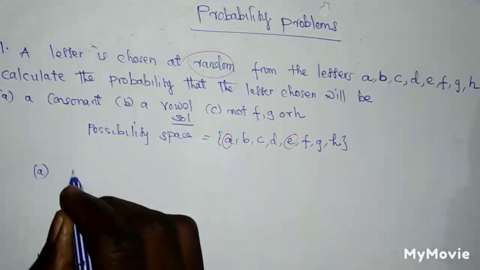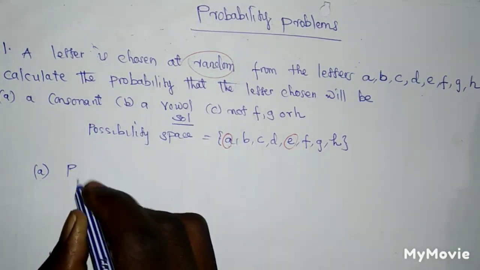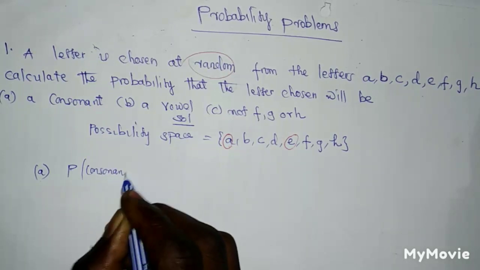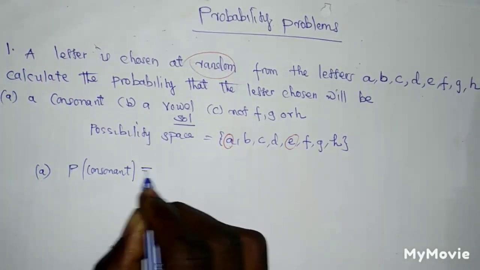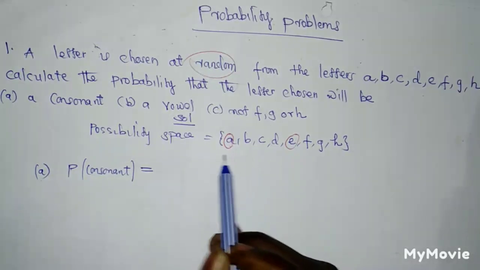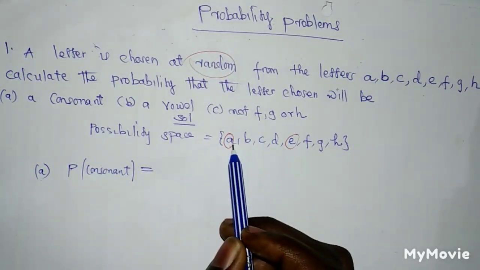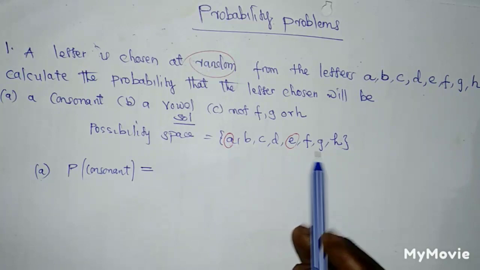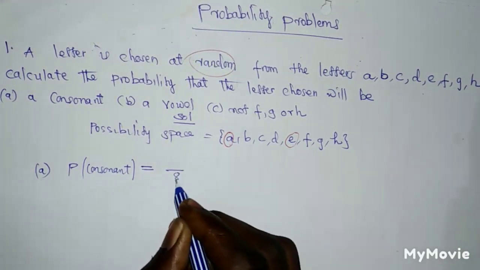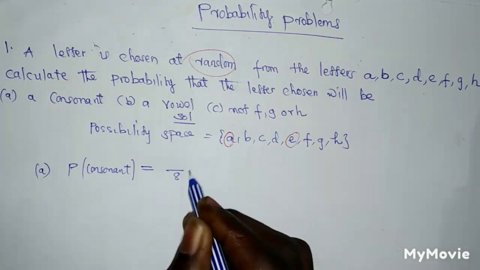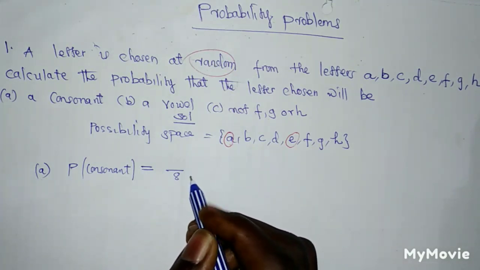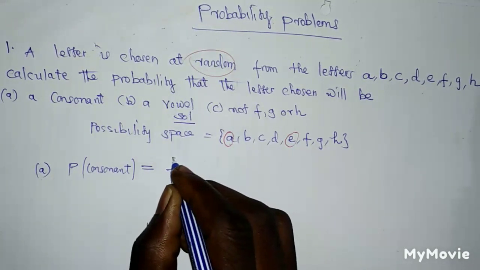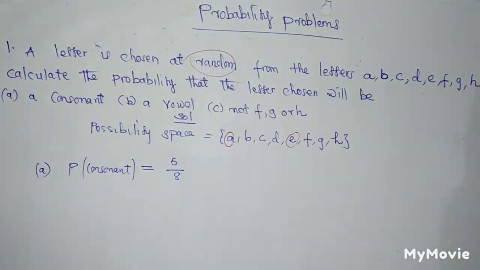So the probability that the letter chosen will be a consonant will be equal to how many letters we have to pick from, over the number of outcomes in our possibility space. 1, 2, 3, 4, 5, 6, 7, 8. 8 outcomes from our letters, and we have chances out of our 8 outcomes of getting a consonant.